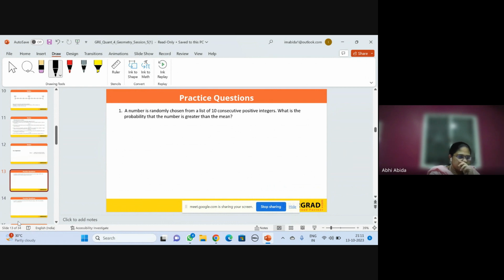Yes. This is the first question. Try to answer me for this. A number is randomly chosen from a list of 10 consecutive positive integers. What is the probability that the number is greater than the mean?